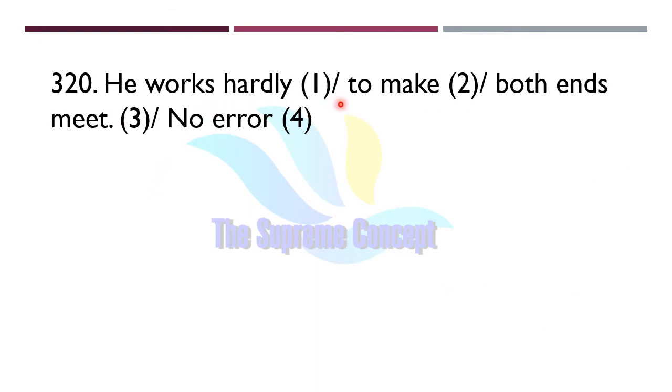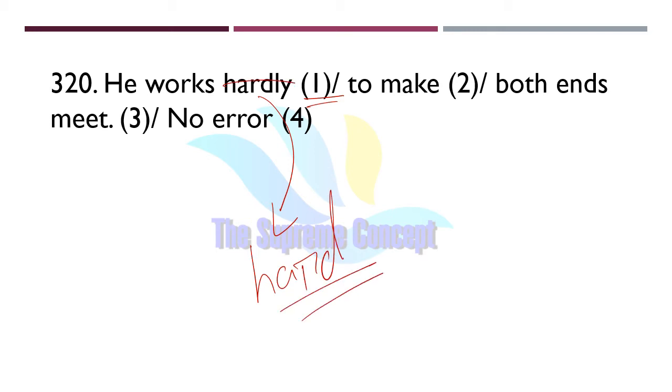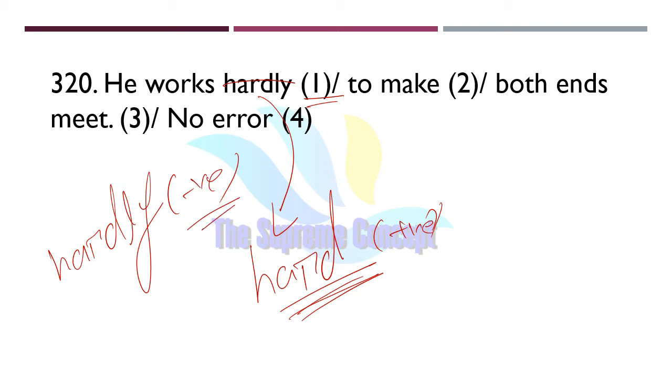He works hardly to make both ends meet. Now find out the correct answer to this question. Yes, you are correct, the error lies in part number 1. Here hardly means almost no, so instead of hardly we will use hard. Hard is the correct answer here. Hard represents, especially, when we put a lot of energy into an activity, that is hard. It is a positive word. But if we consider hardly, it will be negative. It means almost no.